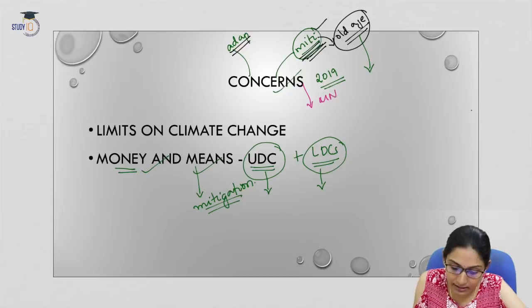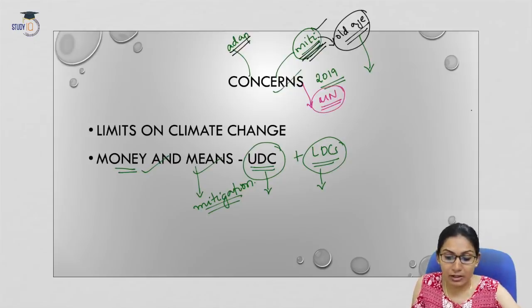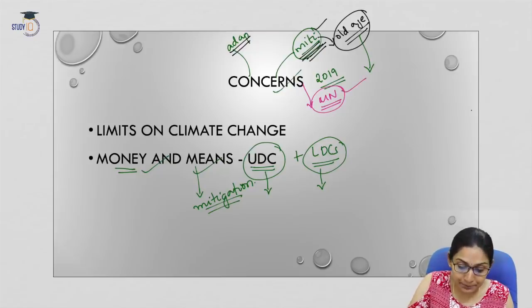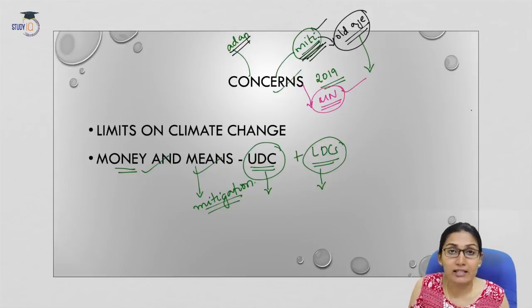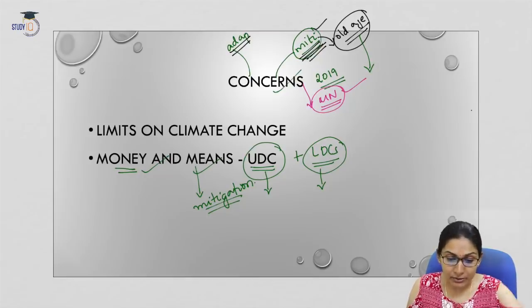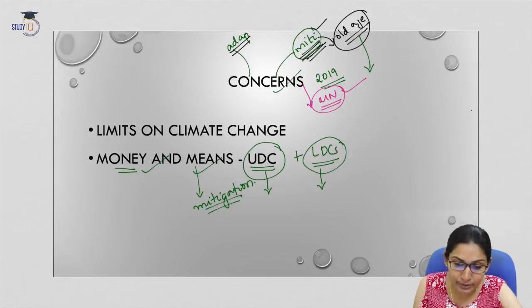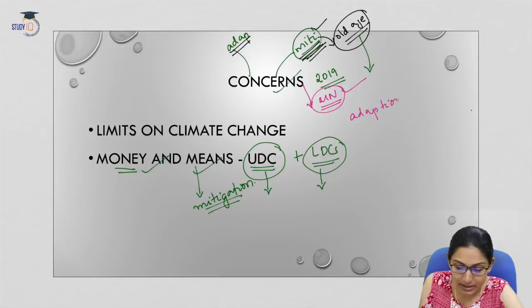Here the concern is that the United Nations has not acknowledged the fact that most of the developing countries and the least developed countries do not have the resources in order to adopt mitigation. So without acknowledging this fact, they have given more focus on mitigation compared to adaptation. In reality, the true need is to focus more on adaptation than mitigation. So this is what is needed.